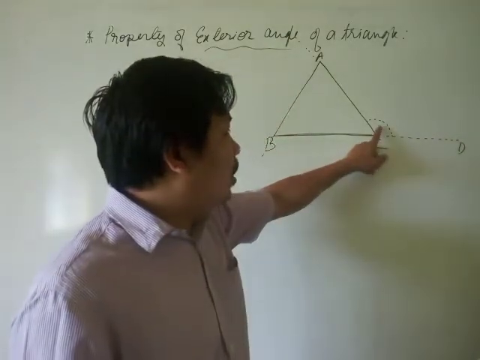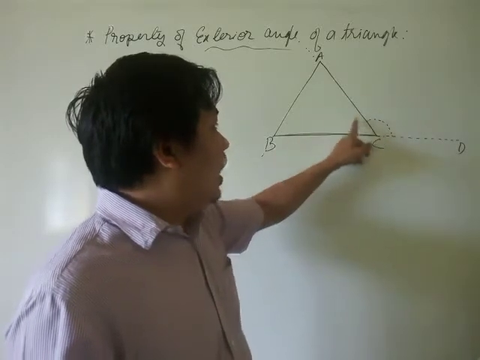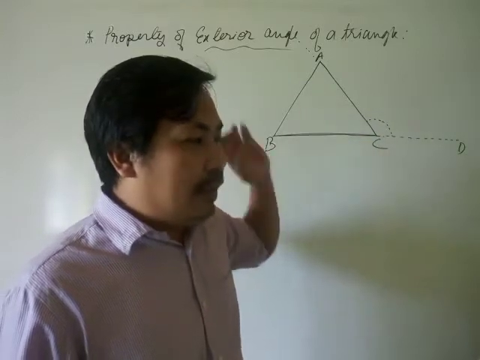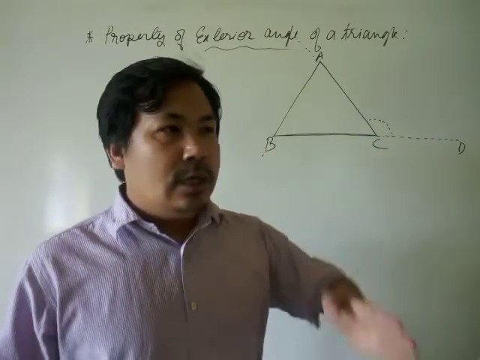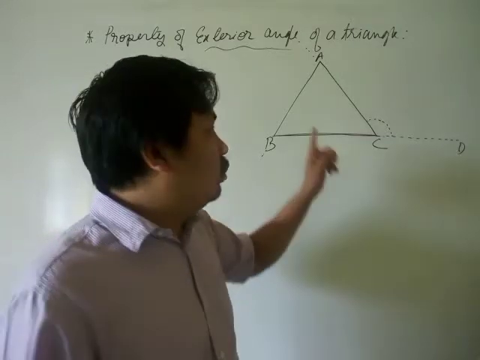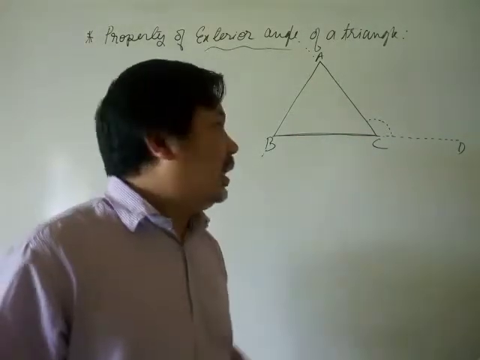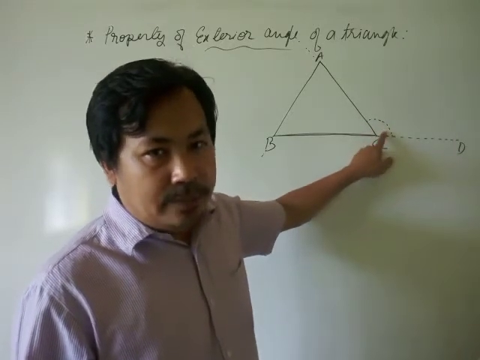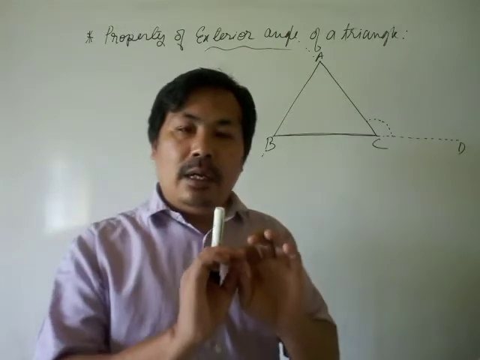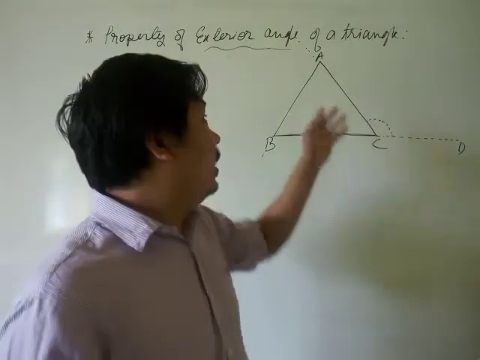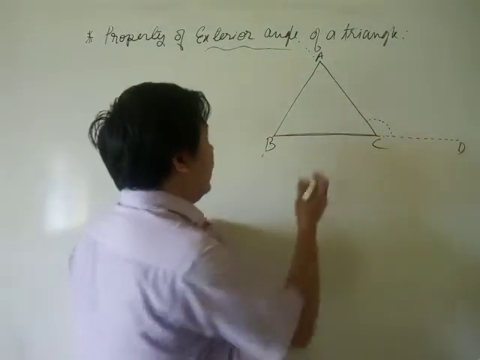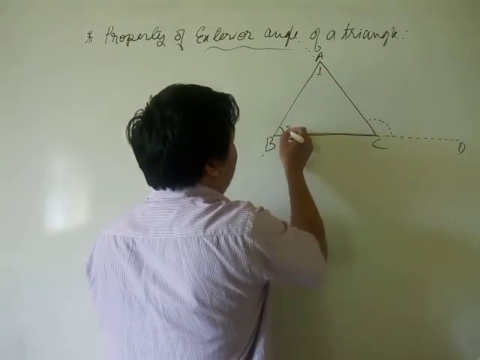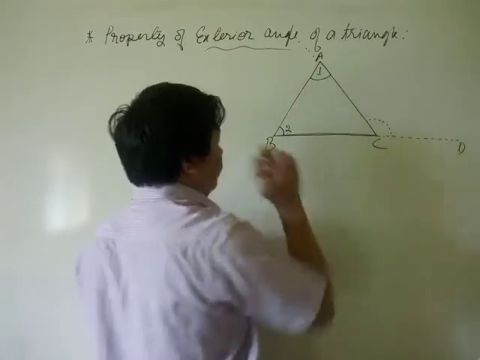So what are the opposite angles? There are three interior angles of the triangle. Among these three angles, two are opposite. This angle here is related to the exterior angle, so it is not the opposite. The opposite means the other two angles, angle A and angle B. Let us assume that angle A is angle 1 and angle B is angle 2.